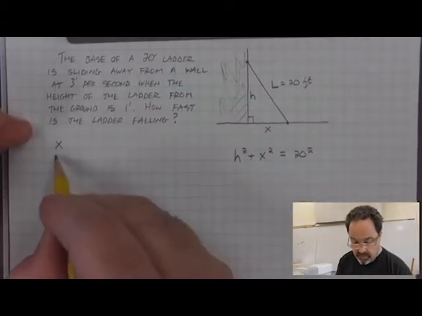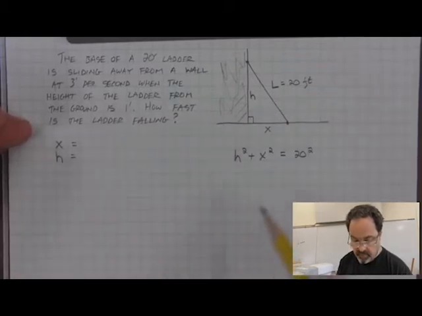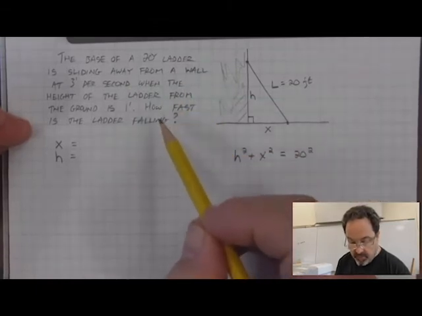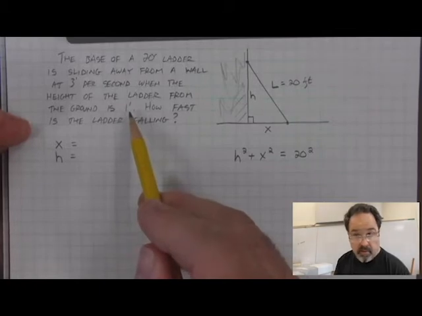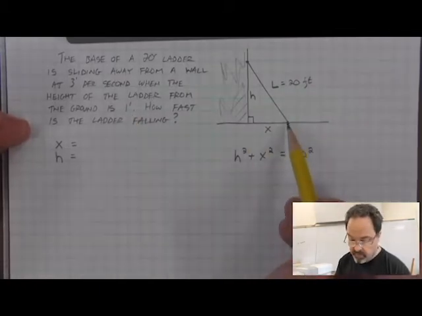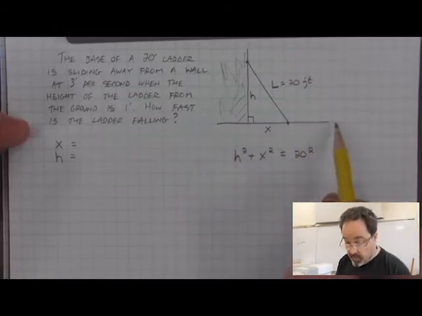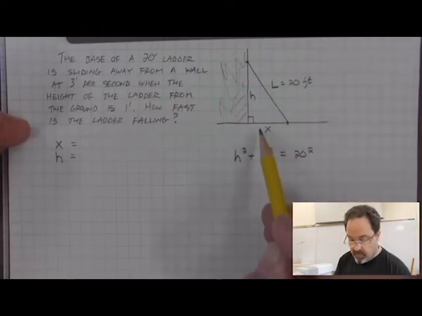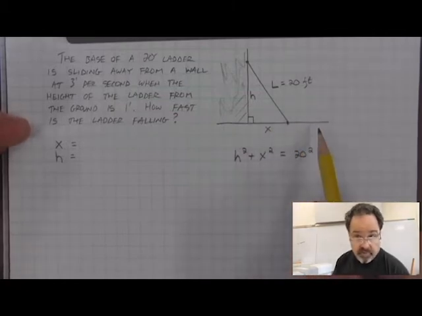I can list measures for my variables, X and H. And I'm thinking about the time at which the height of the ladder from the ground is 1 foot. I know that time is involved because this distance from the base to the wall is going to change if it's sliding away at 3 feet per second. So there's a difference between the distance and the rate of change of that distance.